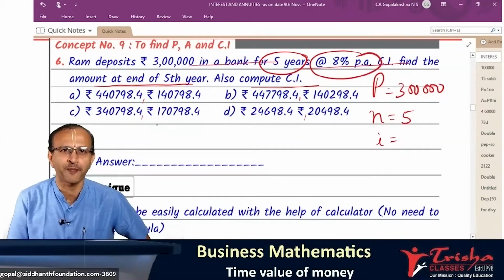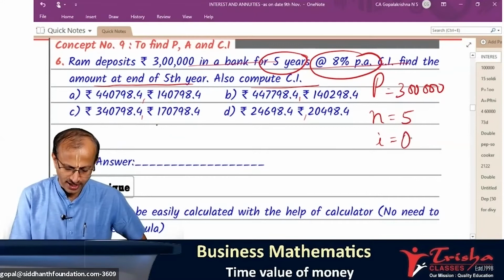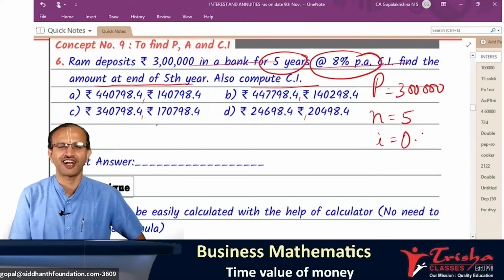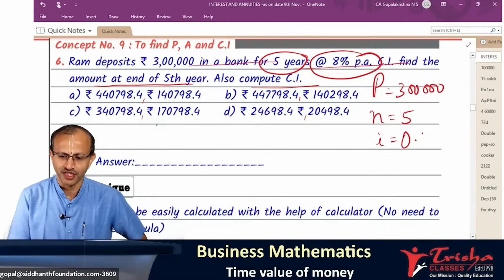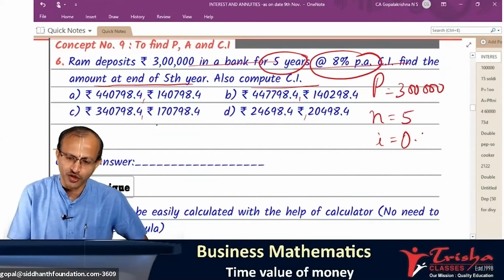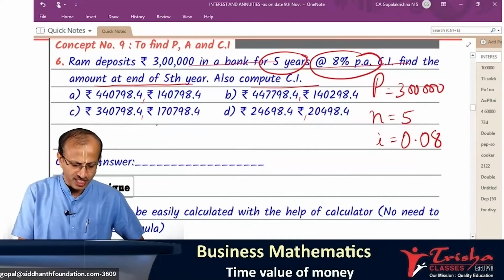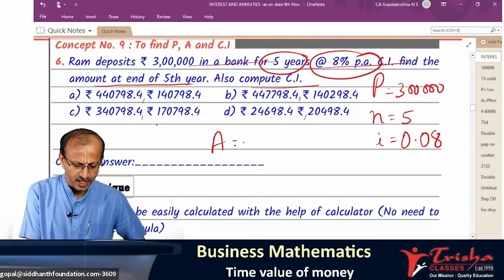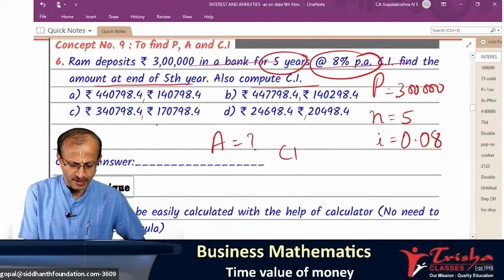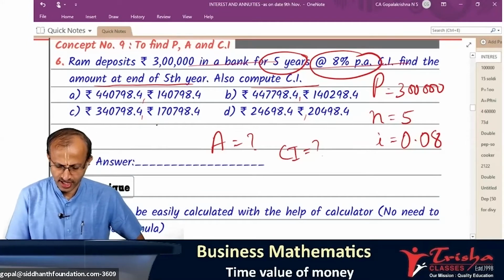8%. In a hurry, don't write 0.8. Is it 0.8 or 0.08? It is 0.08. Super. So with these three, you have to work out A. You have to work out CI. So I will take one working.